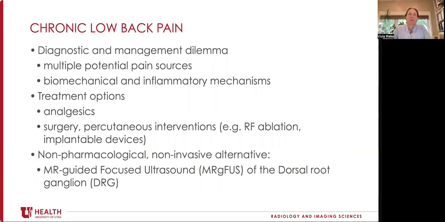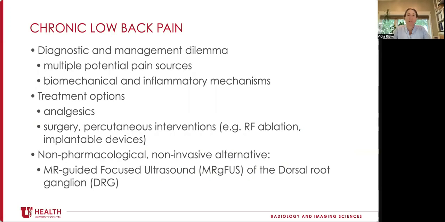Chronic low back pain is often a diagnostic and management dilemma due to multiple potential pain sources with both biomechanical and inflammatory mechanisms. Non-invasive treatments with systemic analgesic drugs such as opioids often fail due to their off-target toxicity, development of tolerance, and abuse potential.